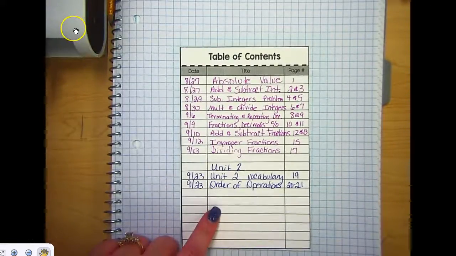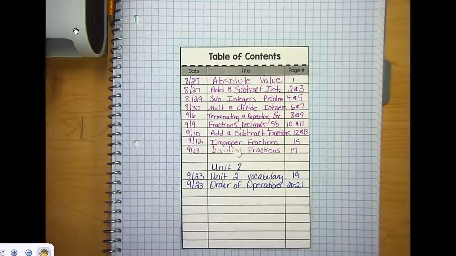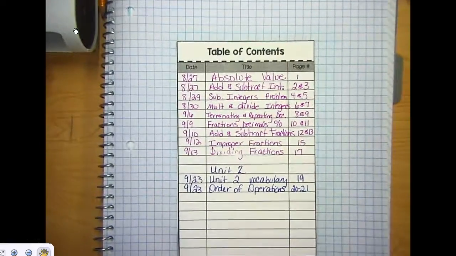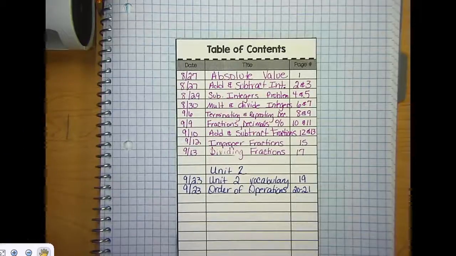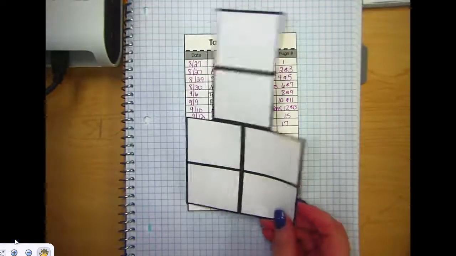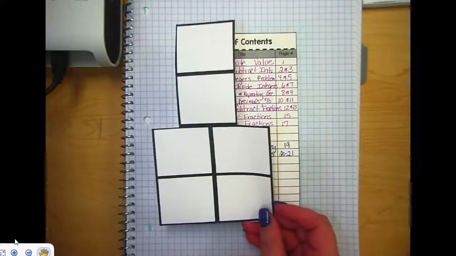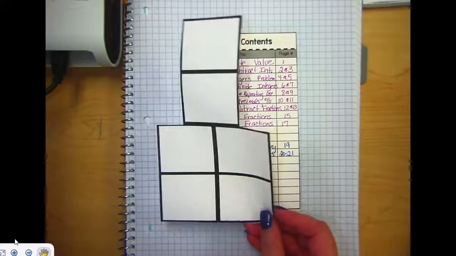Anybody need another minute on this? Okay. Can I what? Make it bigger? So, cut out the hopscotch board so it looks like this. All one piece. So it looks like that.